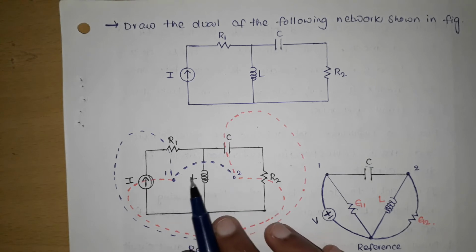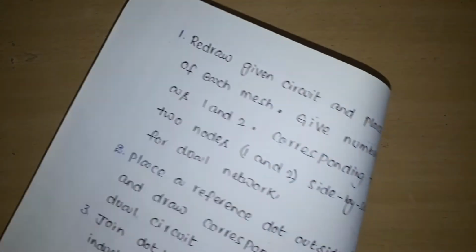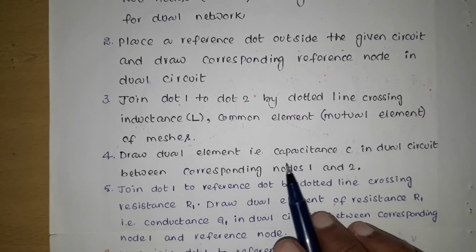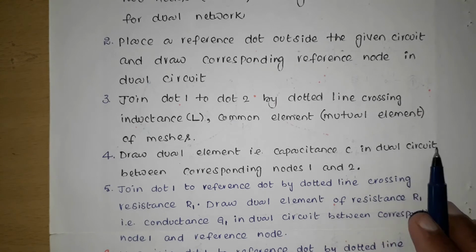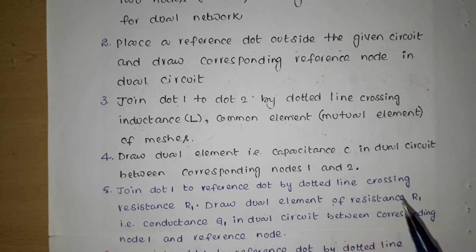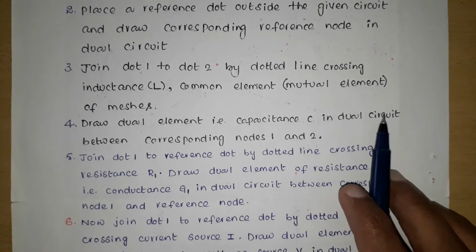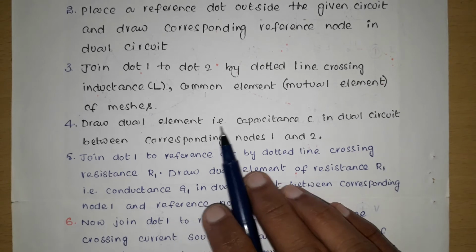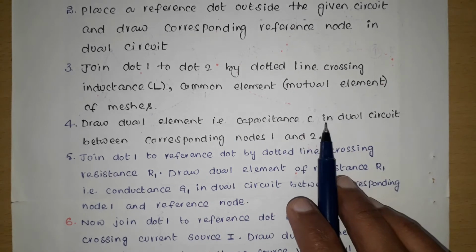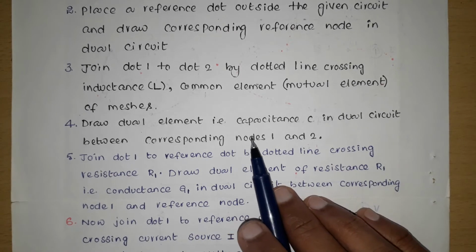So joining this inductor, that is the step. And the next step is to draw the dual element, that is capacitance C, in the dual circuit between corresponding nodes 1 and 2. Now we have to draw the dual element in the dual circuit. Capacitance is the dual element for the inductor. We have to draw that in the dual circuit between the corresponding nodes 1 and 2.